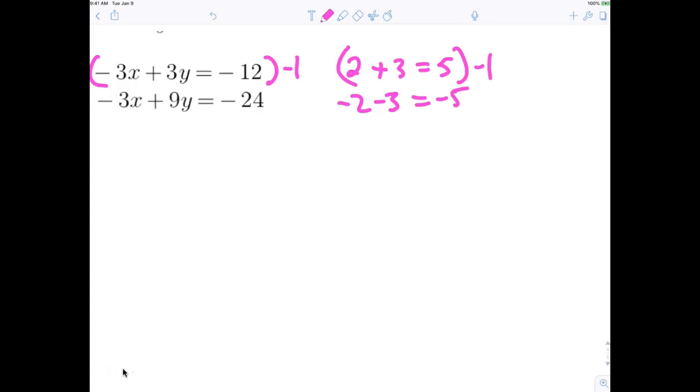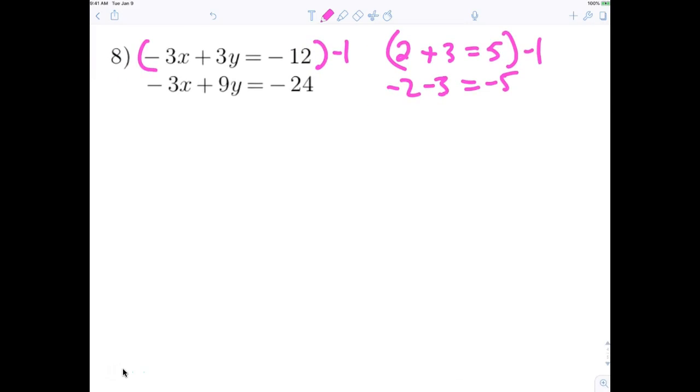Is it the same exact equation? No. Is it still a true statement? Yes, it's still true. So if you multiply an equation all the way through and it's true, you create another what? True statement. All right? So I'm going to multiply the top equation by negative 1. And when I do, here's what I get. I get 3x minus 3y equals 12.